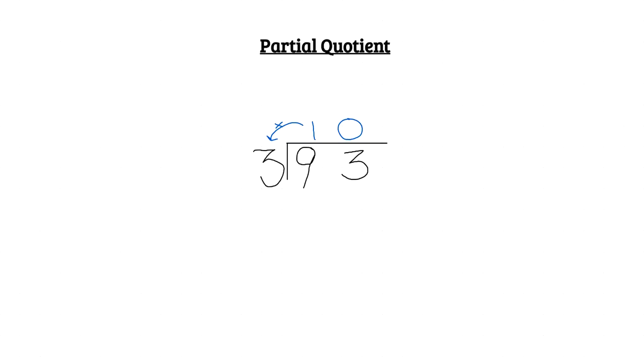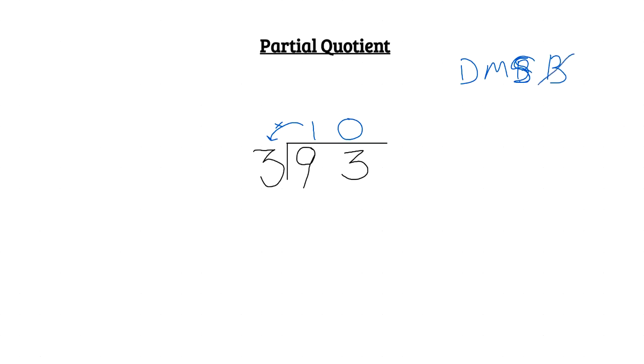Remember, we use the acronym DMSB. I'm not even going to erase that. Just know that's what it should be. DMSB, which is daddy, mommy, sister, brother, which means division, multiplication, subtraction, bring down. You will not need the bring down method in partial quotient. All right, back to what I said.